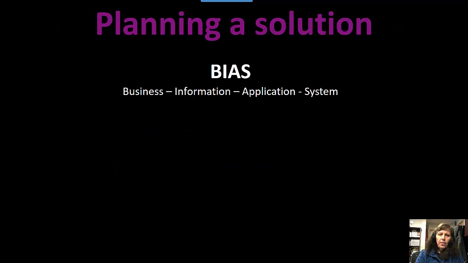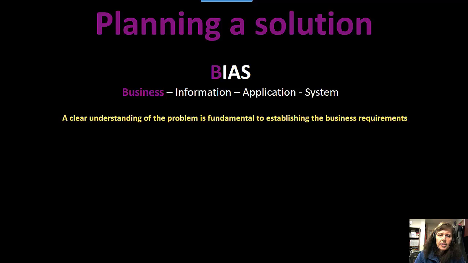So when we start thinking about planning the solution, the approach I like to use to defining requirements is called BIAS, Business Information Application and Systems. We use it in our organization, and I've found it to be very effective in helping you get to all of the right requirements. So let's take a look at the business requirements. Really understanding the problem. We just generated a synopsis of it on the prior slide, but having a clear understanding of the problem is fundamental to being able to establish the business requirements.